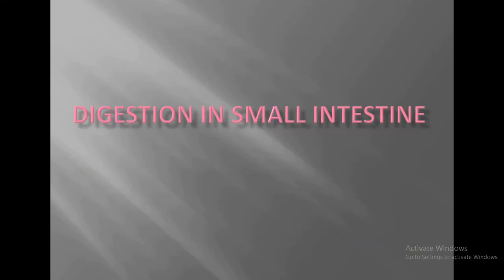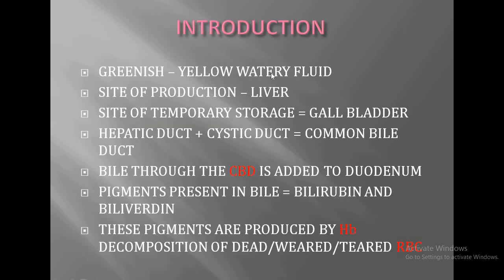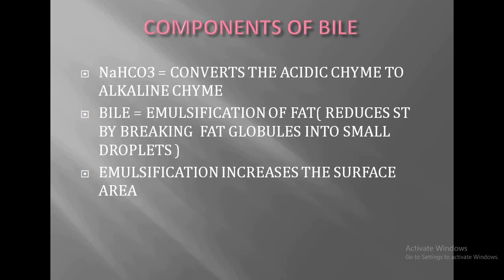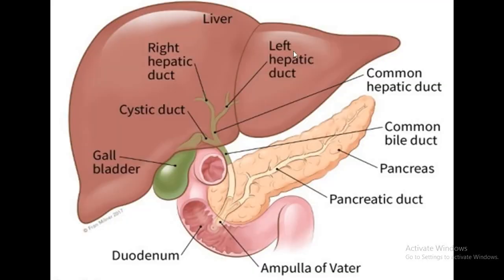Now what's your homework? Homework is to write down the structure of bile. What is the site of production of bile? What is the site of temporary storage of bile? Then, cystic duct plus hepatic duct equals common bile duct. Okay. Give the reason why bilirubin and biliverdin pigments are present in the bile. Then write down the components and their functions of the bile. So there are two components, and mention their functions.